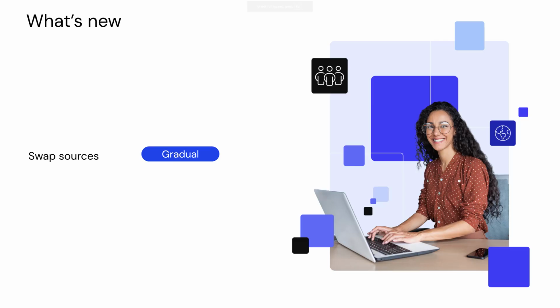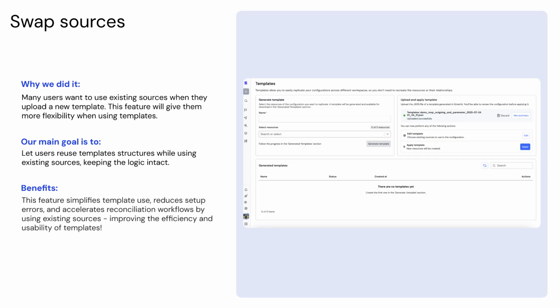In version 2.3, we're launching the source switching functionality. This will be rolled out gradually, meaning not all users will have access to the feature from day one. If you need it enabled, you can reach out to your CSM or account executive so they can activate this new functionality for you. Why did we create the source switching feature?